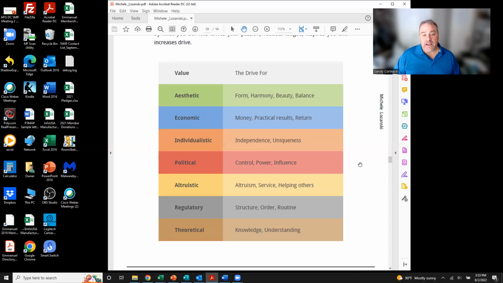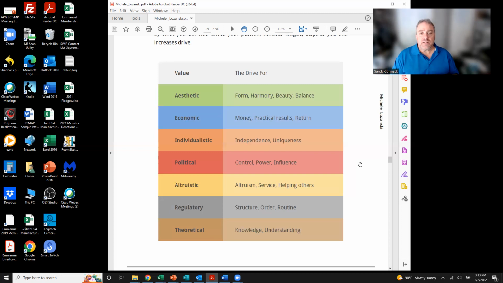The watch out that I have for the altruistic people is: do you put others' needs ahead of your own to the extent that you neglect your own needs? So that person often needs to learn how to balance taking care of others with taking care of themselves.